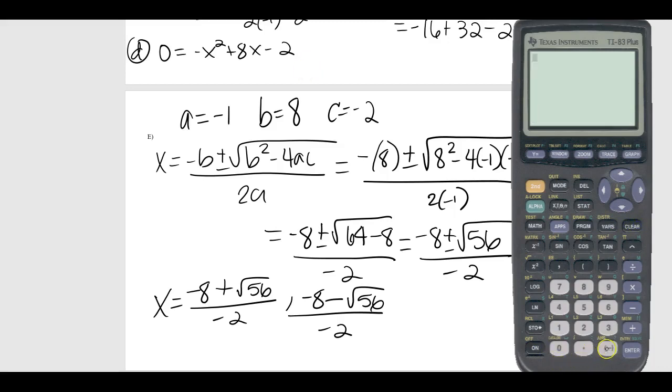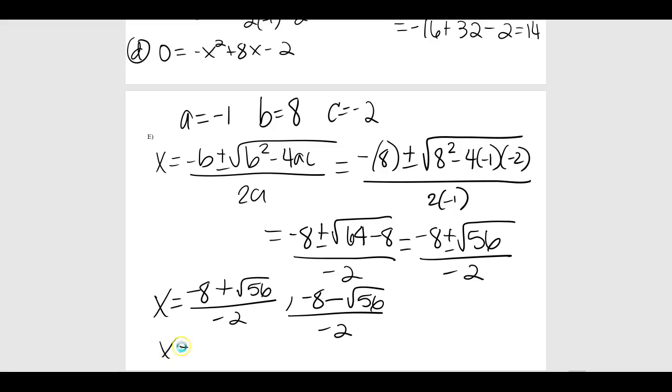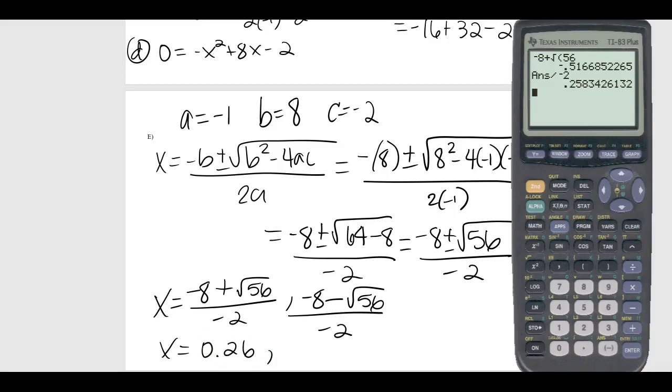So I'm going to start with the first one. So negative 8 plus the square root of 56. I like to press enter to get a value, and then directly after that say divided by negative 2. It's set to around 2 decimal places. So that'll be 0.26. So that would be the first solution. Let's look at the next one.